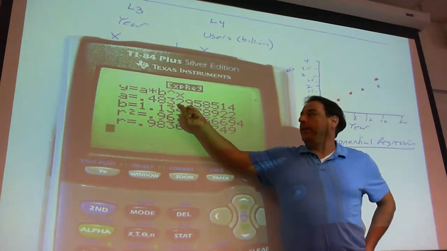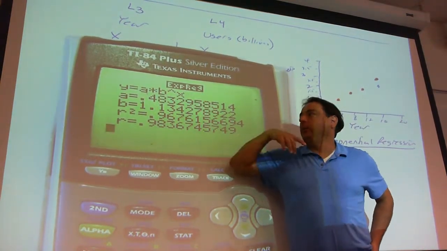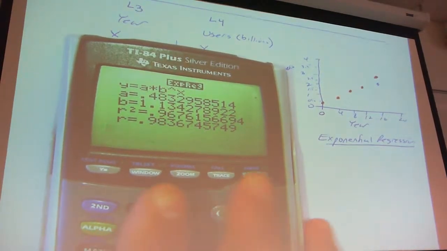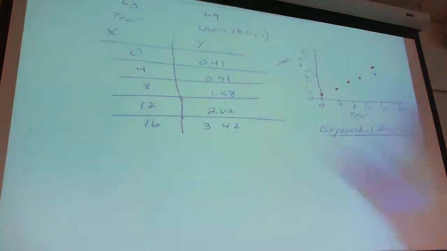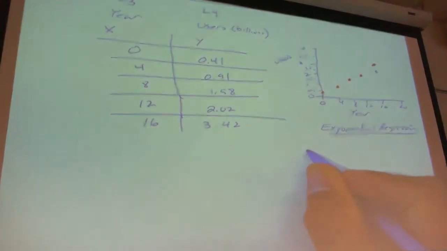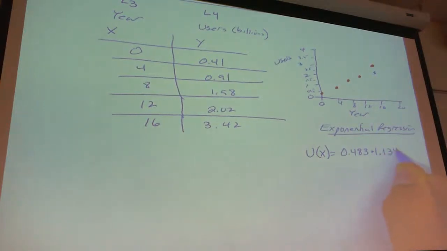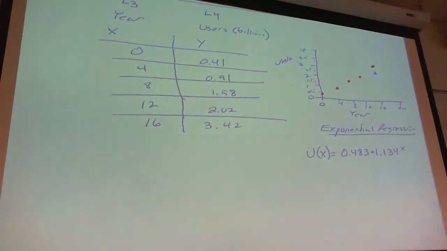And I'm going to put my number a in for a, b in for b, raised to the x. How many decimal places? The more the better. I'm going to use 3, but the more the better. If you did 4, even better. So I'm going to do users in terms of x, 0.483 times 1.134 raised to the x.